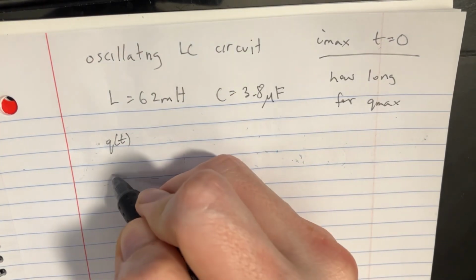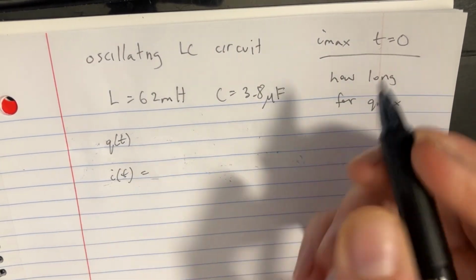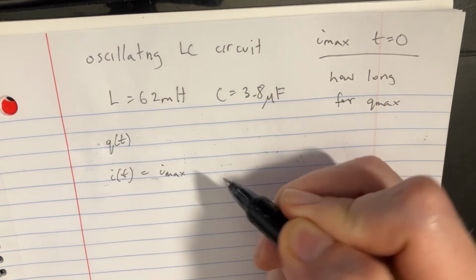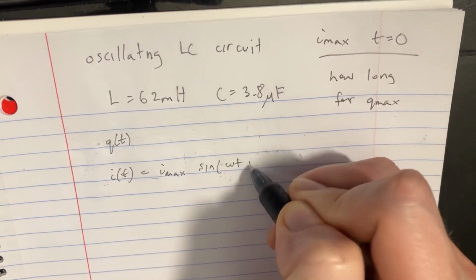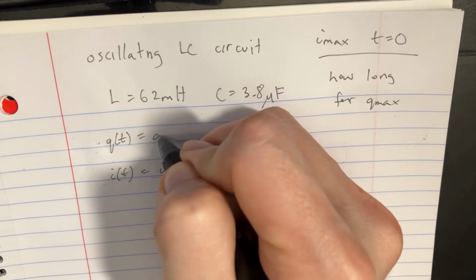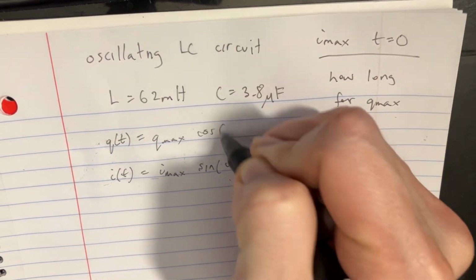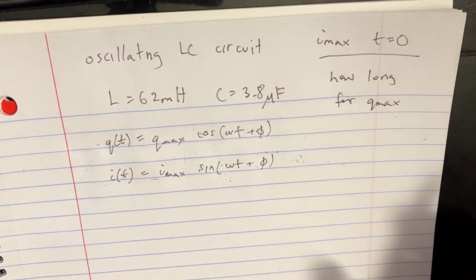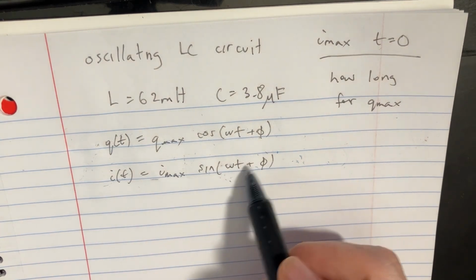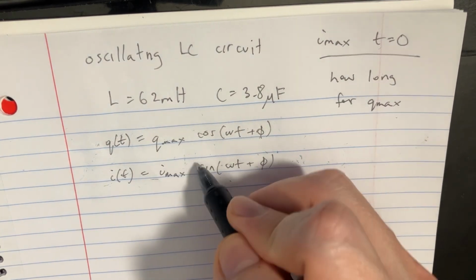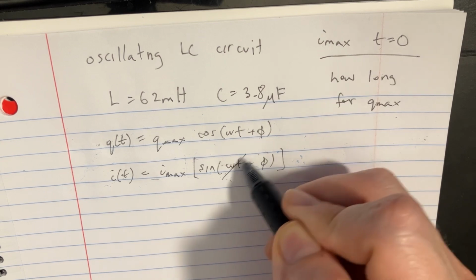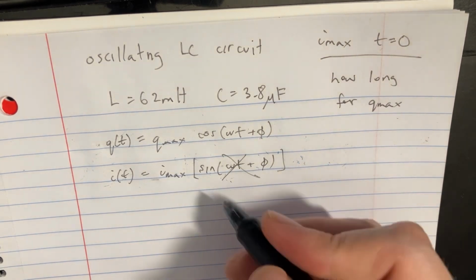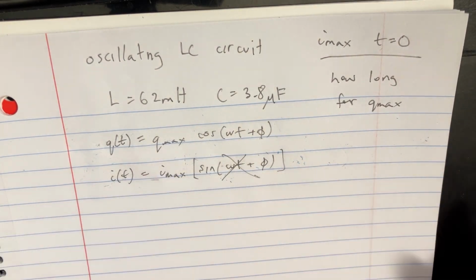We're going to compare the Q of t equations and the I of t equations. And we're going to know that this is I max, and then some sine. And then this is going to be the Q max times a cosine. But we know that at t equals 0, the sine function is all going to go away. So we want that to equal 1, right? We want the sine function to equal 1.